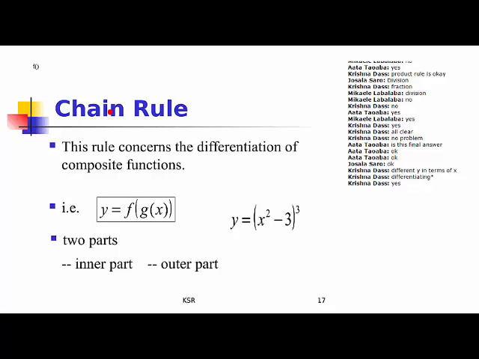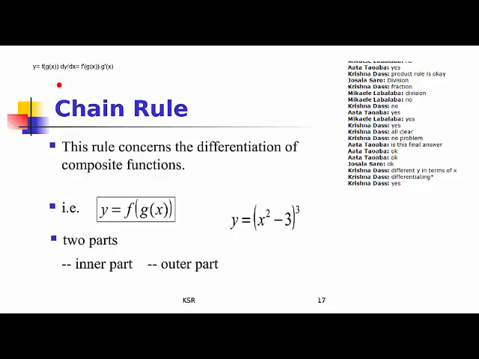If we have y equals f(g(x)), when you differentiate it, when you do dy over dx, it will be f dash, you will put the inner function as it is, then you multiply by g dash of x.